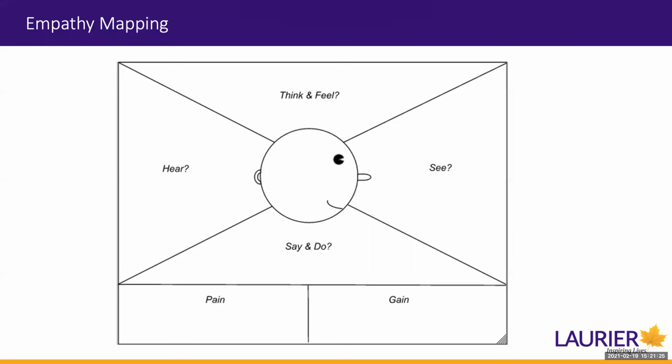This is what an empathy map looks like. It really aims to outline what your customer segment is thinking, feeling, seeing, doing, and hearing when interacting with your product or service. It is usually done collaboratively with other team members, stakeholders, and subject matter experts, but you can also consider doing one on your own.